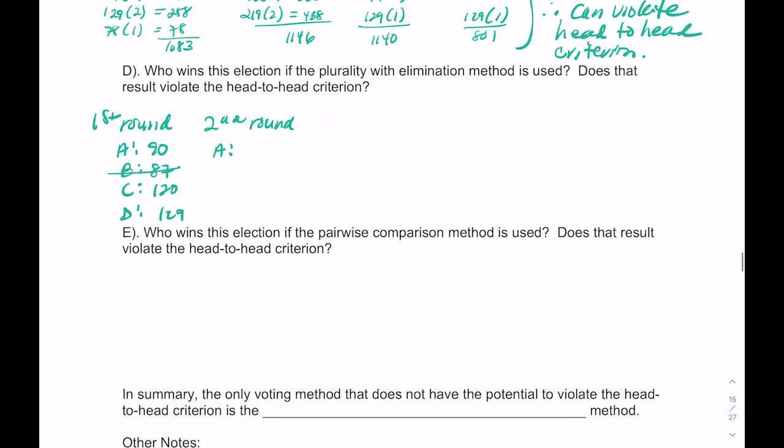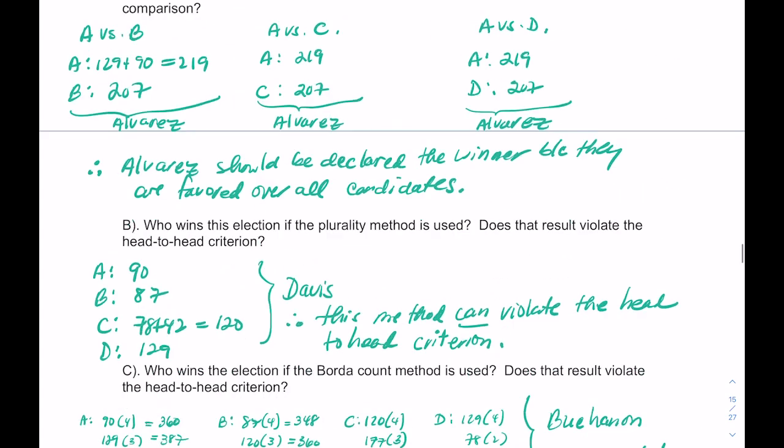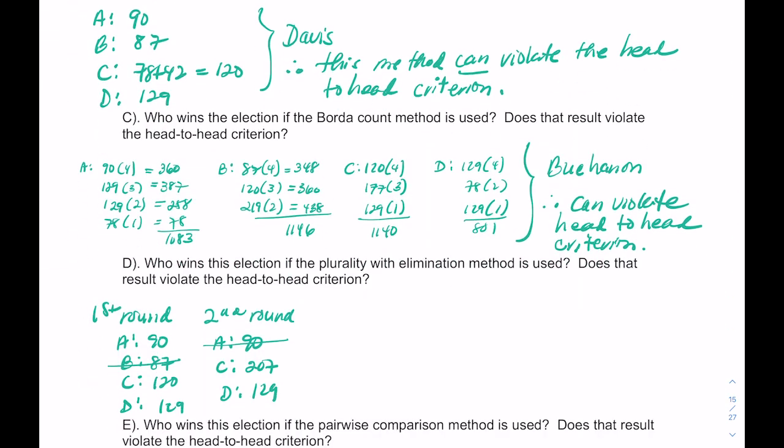Okay, so when that happens, for my second round, A still has 90. There is no B. C is going to be 120 plus 87, so that's 207. And D is 129. So as you can see here, A, or Alvarez, is going to drop out. And still no one has the majority. The total is 426, so if I divide that by 2, we have to have more than 213 to be a majority, because 213 would be 50%. Majority is more than that.